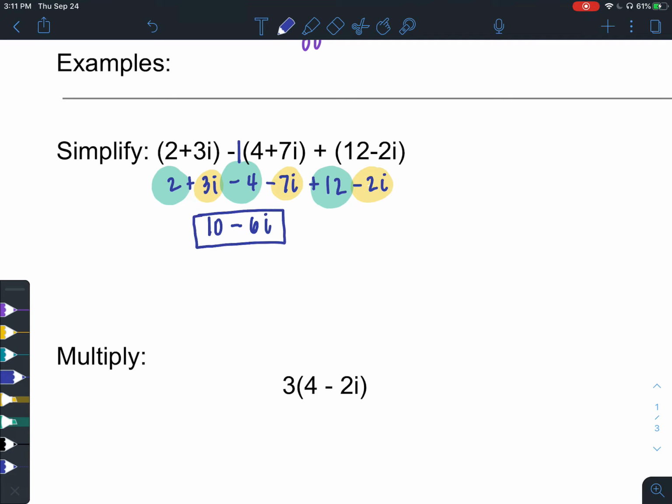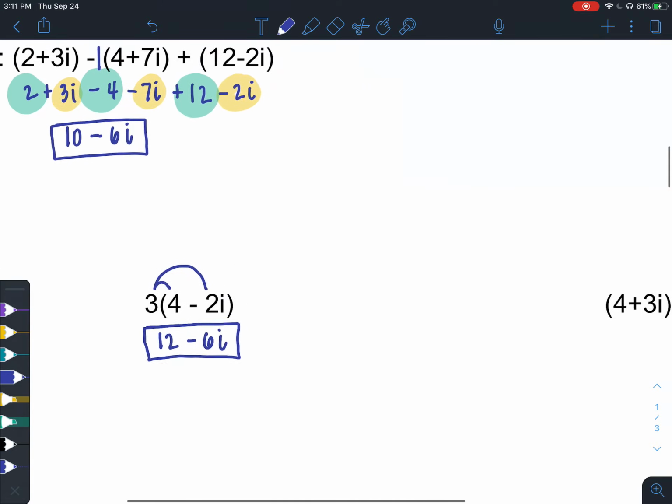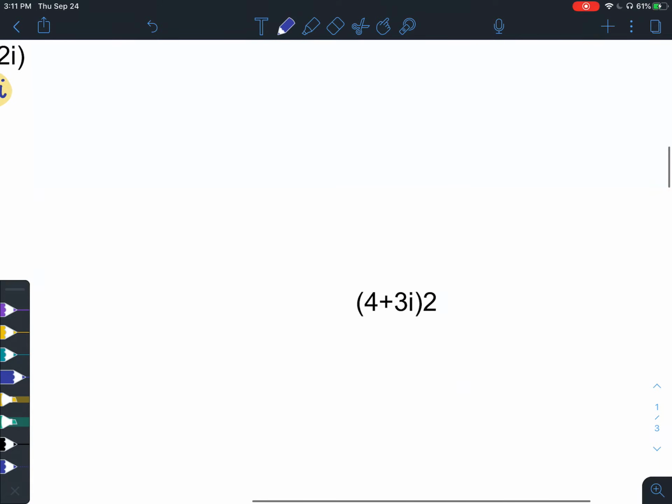So it's just a matter of combining like terms. Same thing with multiplication. We're going to multiply and then combine like terms. So here we just distribute the 3 through. We get 12 minus 6i. The operations are the same. That is our final answer. Go ahead and do this next one on your own. What you should have got was 8 plus 6i.